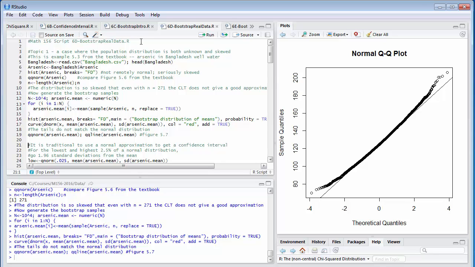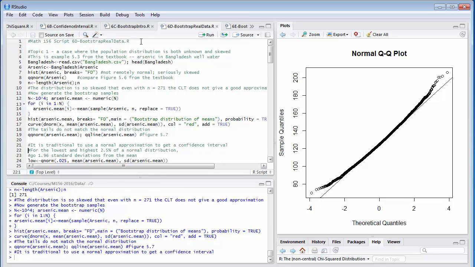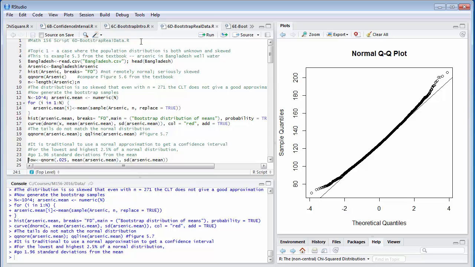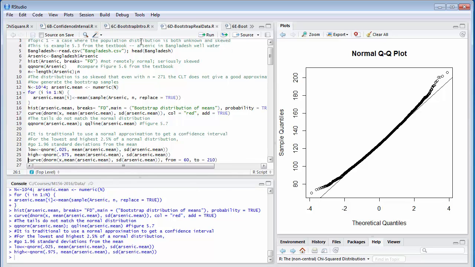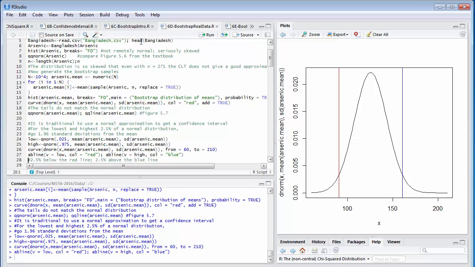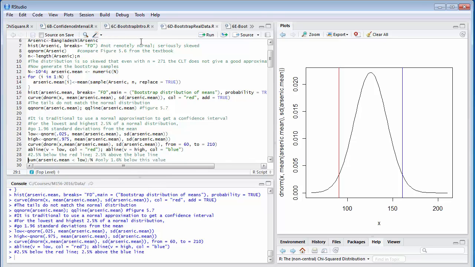Now, the lazy way of getting confidence intervals is you assume that all distributions are normal. Go 1.96 standard deviations from the mean on either side. And if we do that, we can look at the normal distribution and plot the relevant lines. 2.5% of the density function is below the red line, 2.5% is above the blue line.